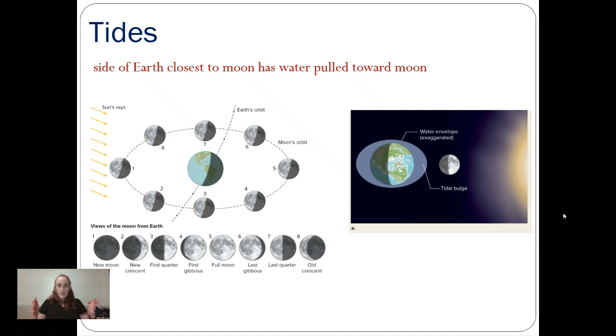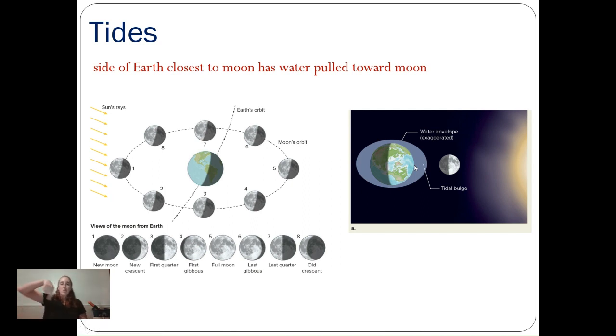So, what causes tides? Tides are created by the pull of the sun and the moon on Earth. The sun has a gravitational pull, the moon has a gravitational pull, and the side of Earth that is closest to the moon at any given point in time is going to have the water. It's exaggerated here, but basically, the Earth's ocean water is going to be slightly pulled towards the moon. So this creates a highly exaggerated pocket of water that stretches out at Earth's equator, and then a lens of water that gets pulled slightly closer to the moon.